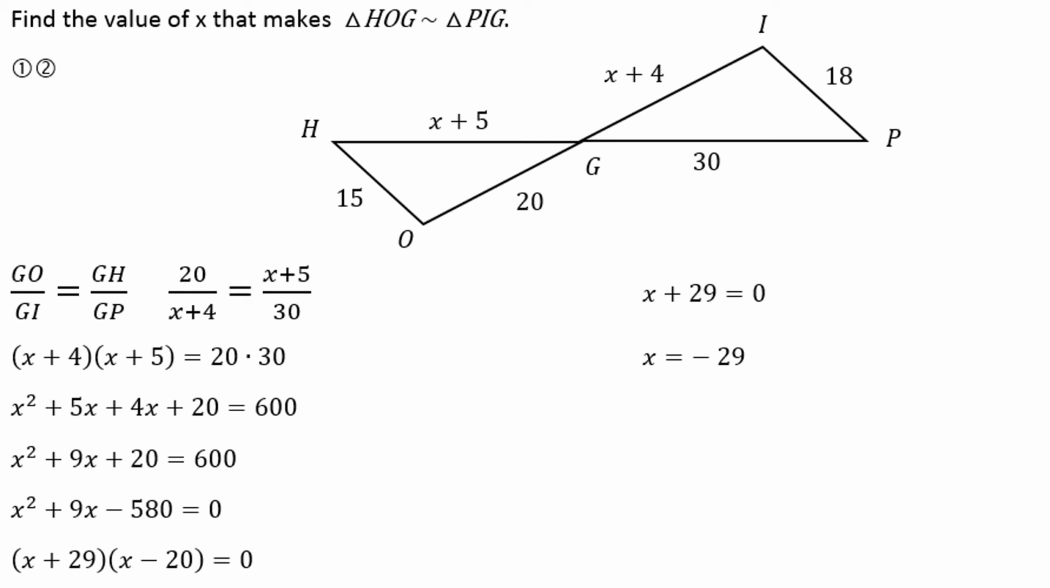Negative 29, now look at the diagram. X plus 4, substituting a negative 29 in there, no, that's not going to work, right? The sides of the triangles must be positive by definition. If x minus 20 is 0, x has to be 20. Yes, that makes sense, right? If I plug in 20, those missing sides are going to be 24 and 25. Certainly sound reasonable enough. So yes, that's the answer that I have to go with.